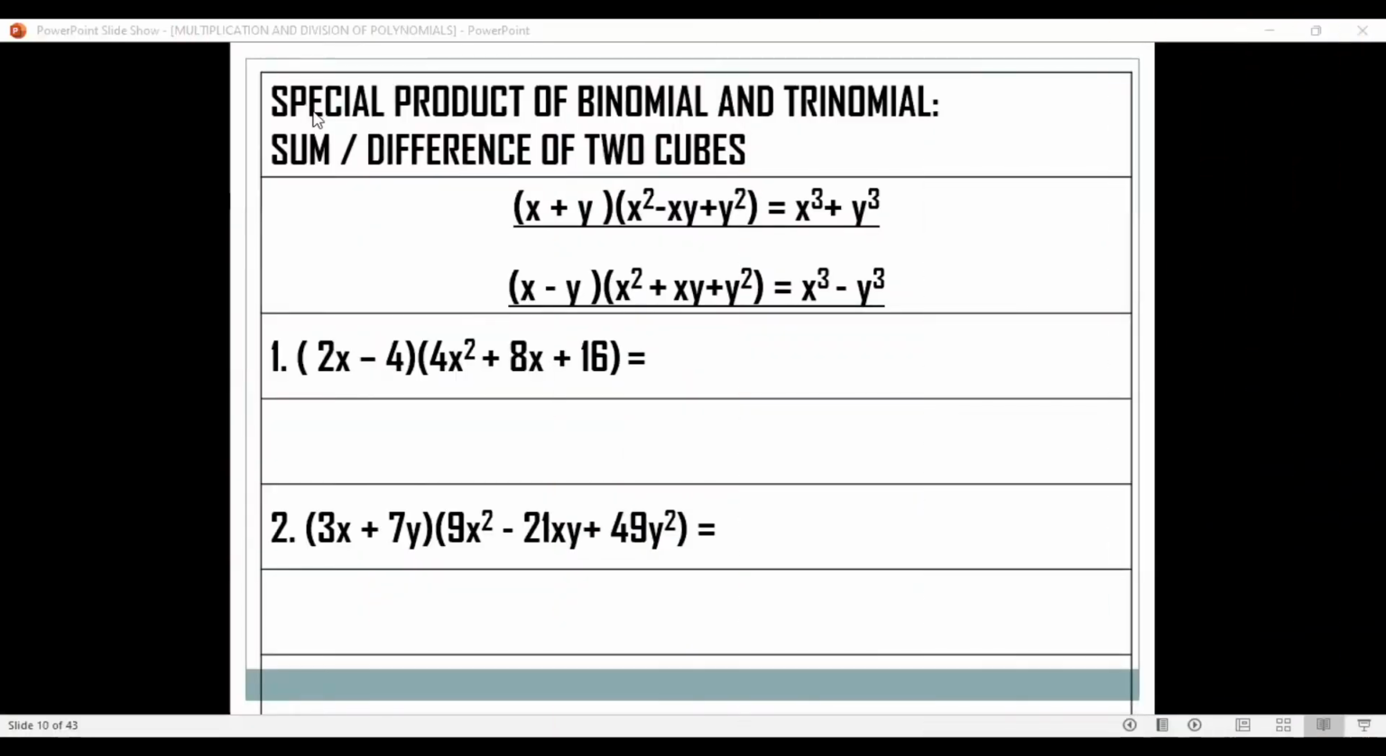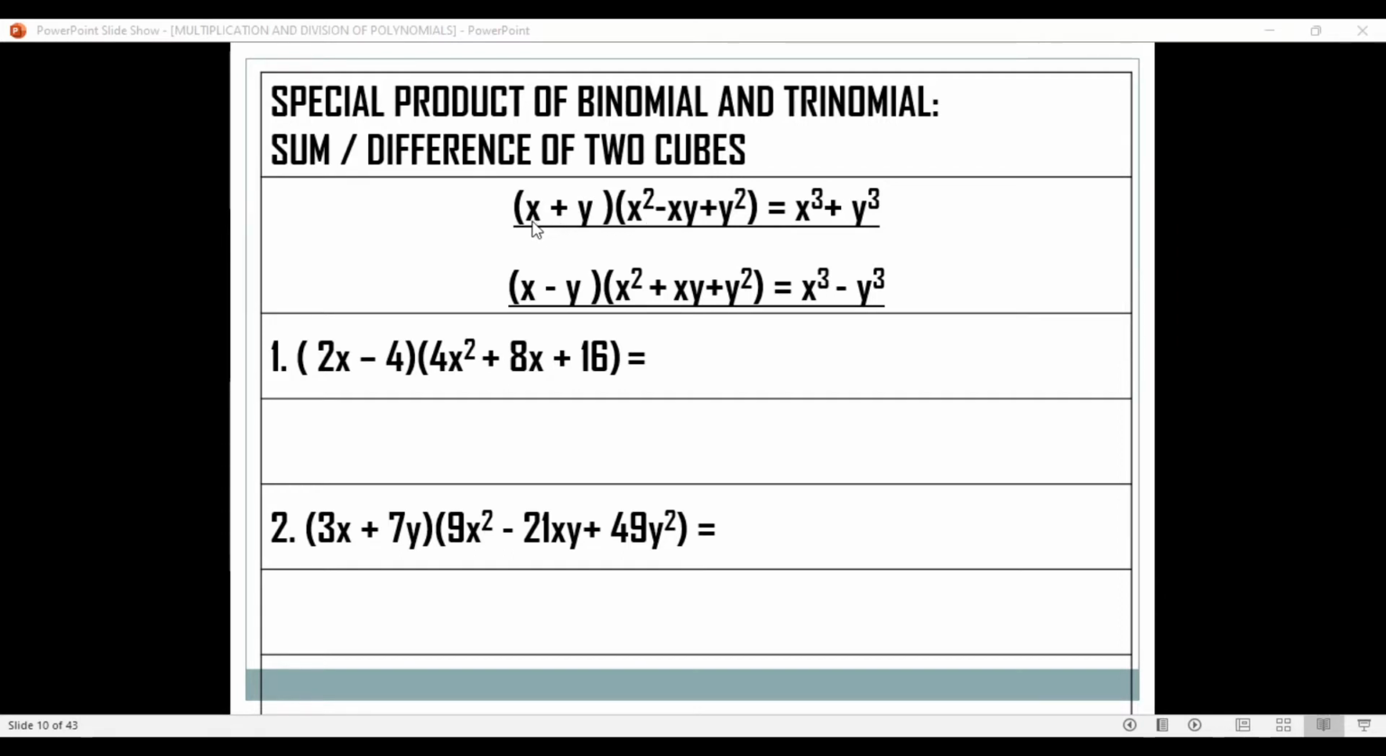When do we usually use the special product of binomial and trinomial, where we expect to get either the sum of two cubes or the difference of two cubes? So let's look into this case.